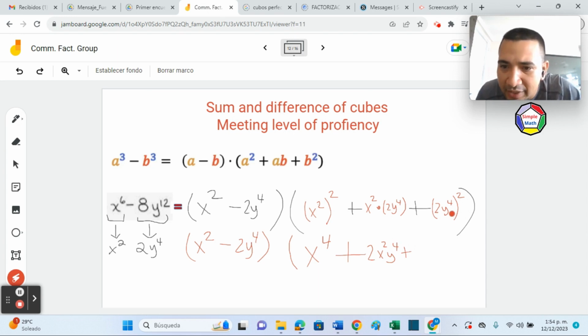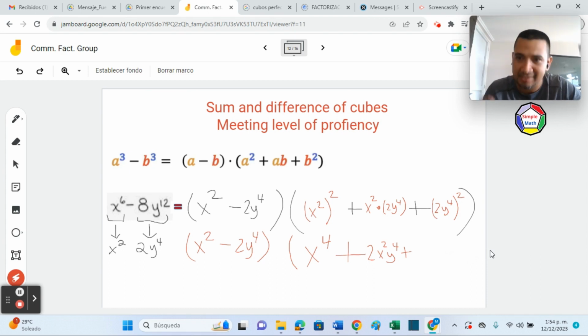If you notice, everything is raised to the second power. So we have to solve 2 exponent 2. 2 exponent 2 is 4. And what happened with these two exponents? This is y exponent 4 raised to the second power. We multiply the exponents. So in this case, y is raised to, how much is 4 times 2? 4 times 2 is 8. And then I close the parentheses.